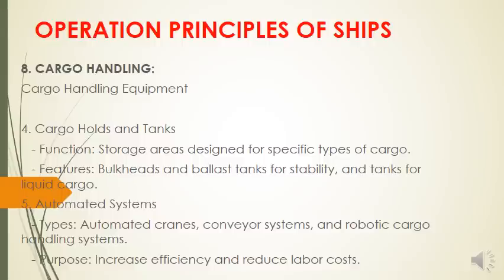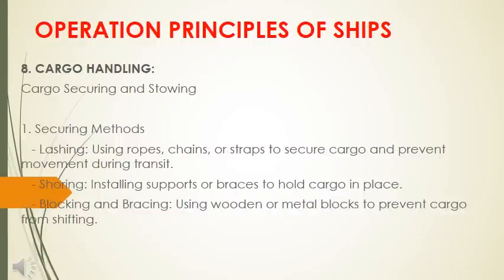The 4th is cargo holds and tanks. The function is, they are storage areas designed for specific types of cargo, and the features include bulkheads and ballast tanks for stability and tanks for liquid cargo. Number 5, the use of automated systems. Types include automated cranes, conveyor systems, and robotic cargo handling systems. The purpose is to increase efficiency and reduce labor costs.